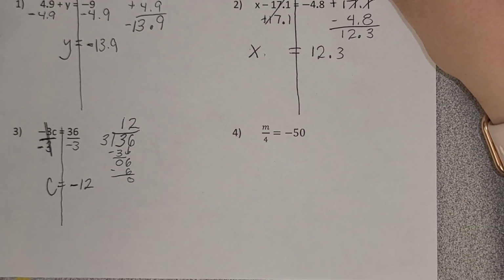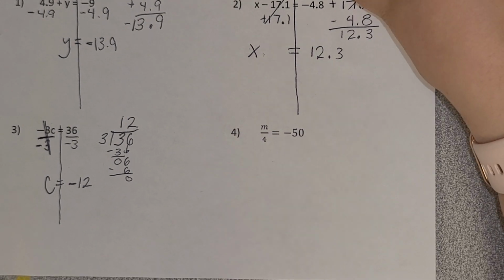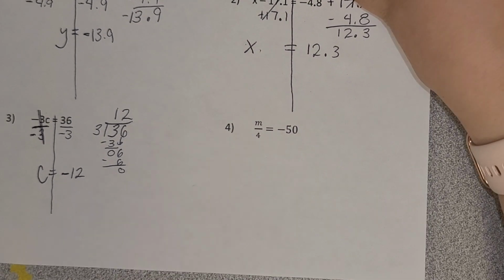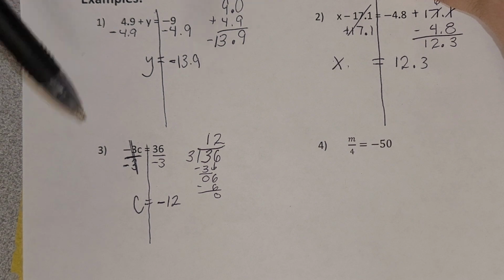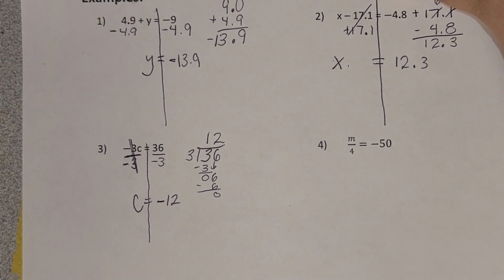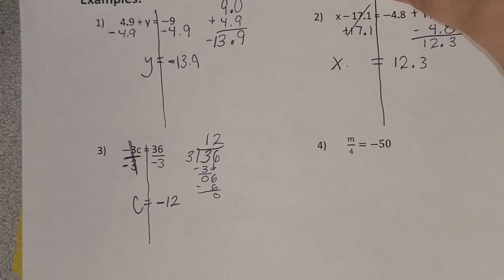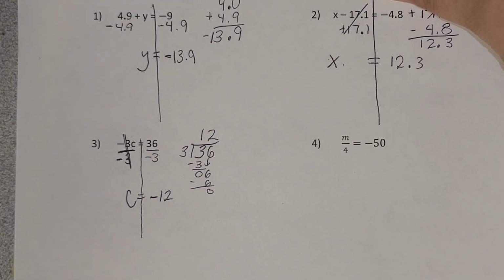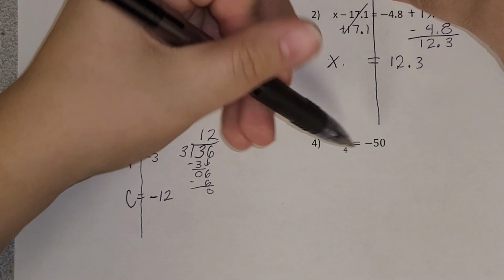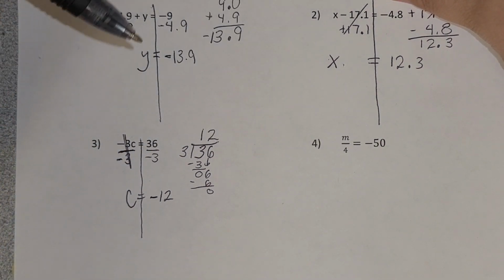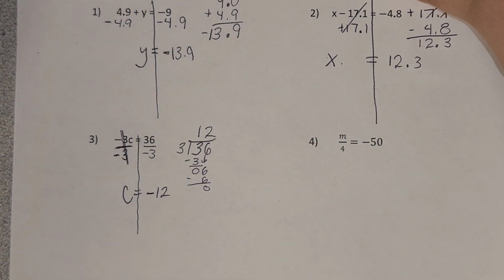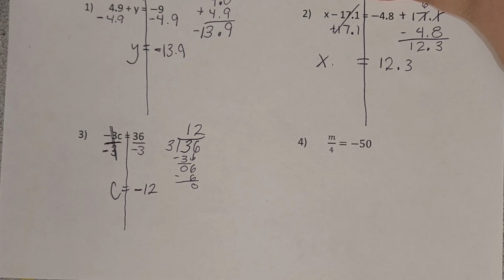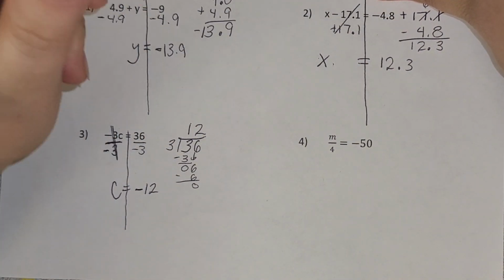What about over here? It looks like I have a fraction with m over 4. Well, if you looked over at this side, I showed my division by using a fraction bar. A lot of times you're going to see that fraction bar in our division problems. So I know it's m divided by 4 equals negative 50. So I'm trying to get m by itself. So I need to undo my division.